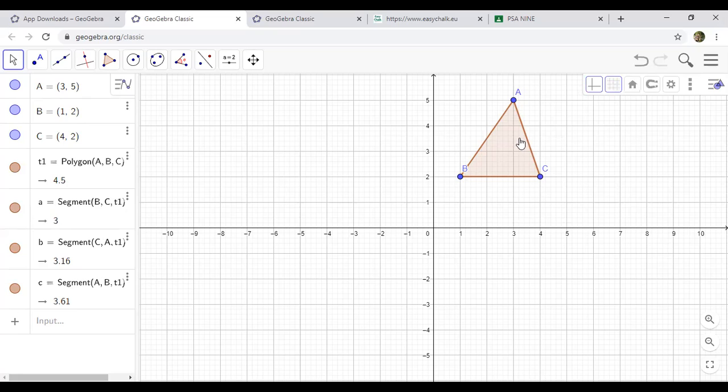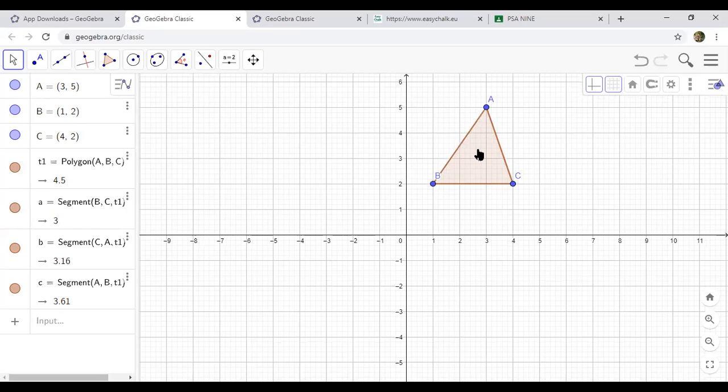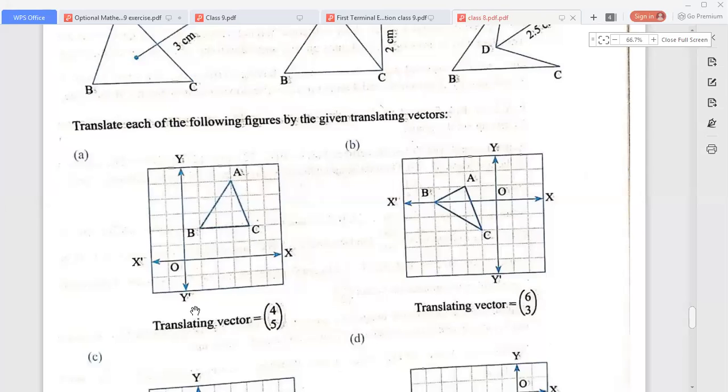Okay, here our triangle ABC is constructed. We just plotted it on the graph by finding the coordinates of A, B, and C. This is the very first step, just making the given object. We are going to do the translation on this triangle ABC, and here the translation vector is given. Let me go back to the slide and see what the translation vector is.